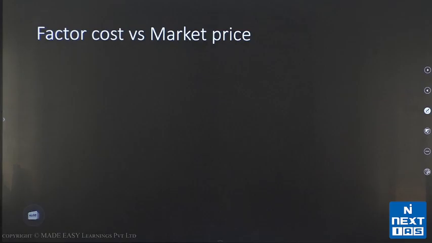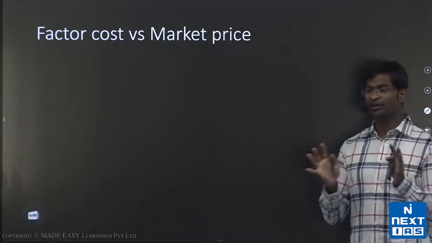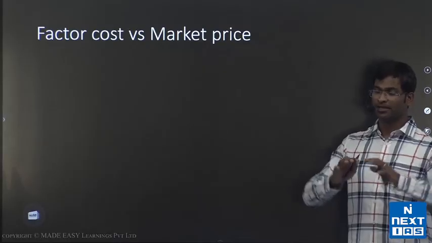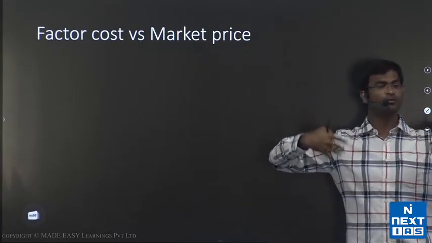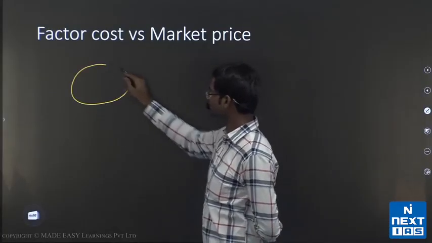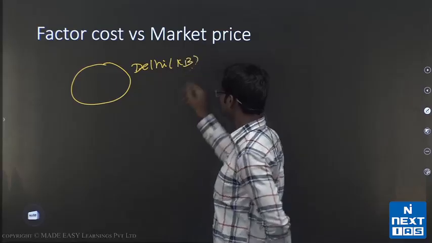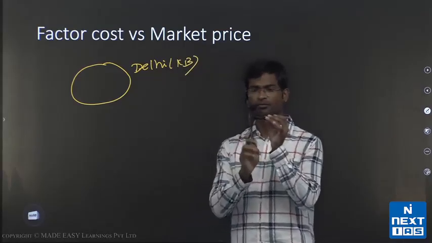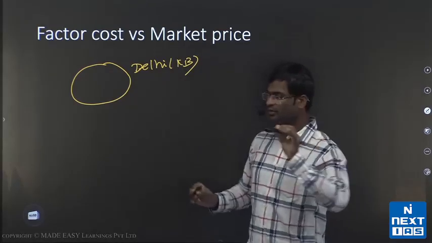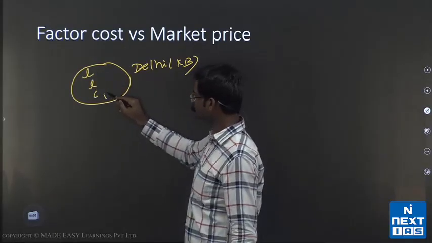See, factor cost to market price. Listen please. What is factor cost? If you are calculating the GDP by keeping in mind the factors of production only. For example, we are in Delhi, in Karol Bagh, manufacturing a marker pen. So for this marker, there is land, labor, capital, profit.